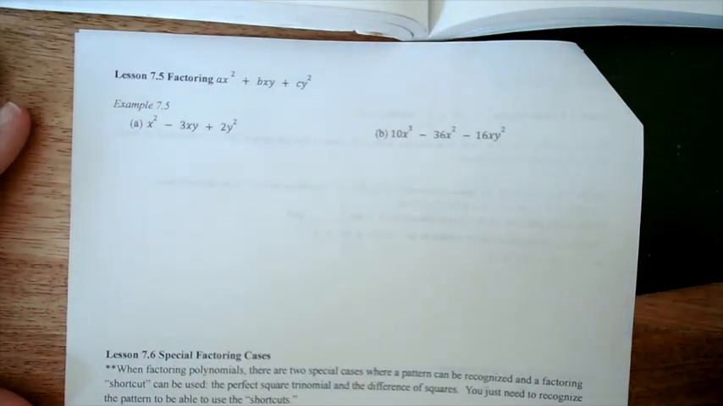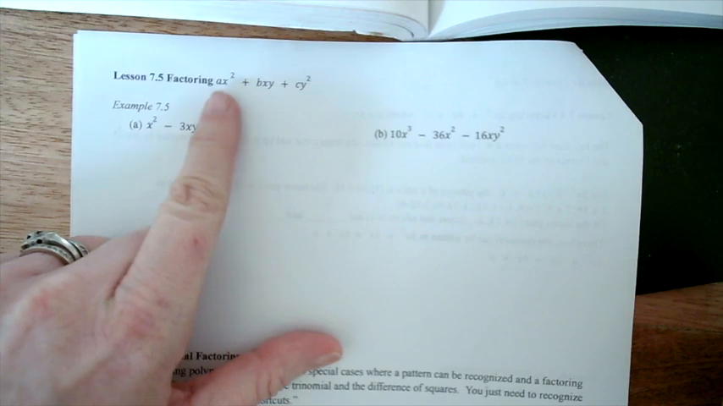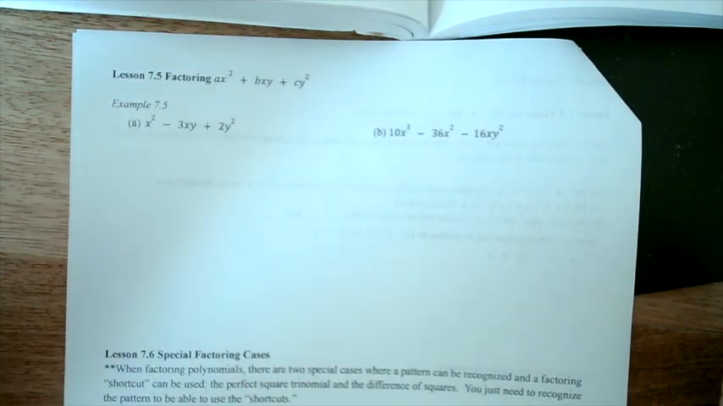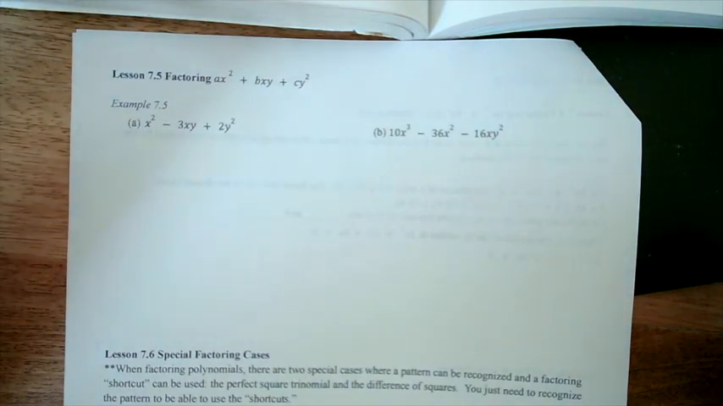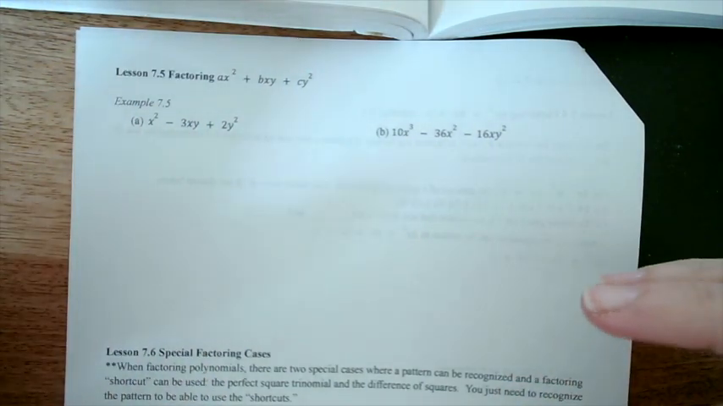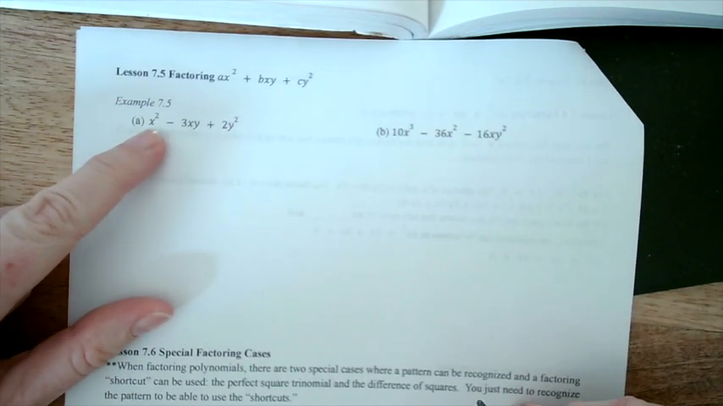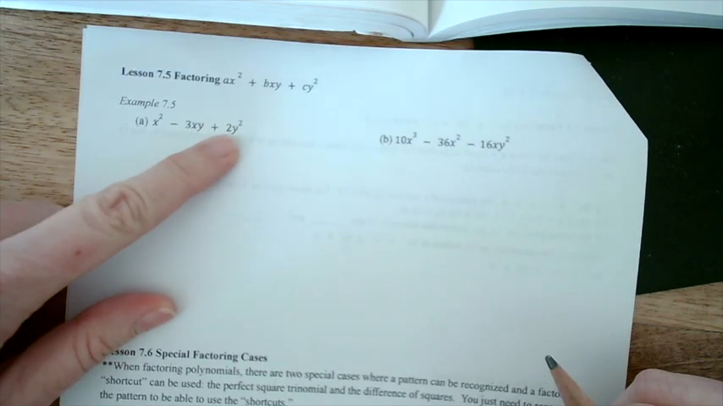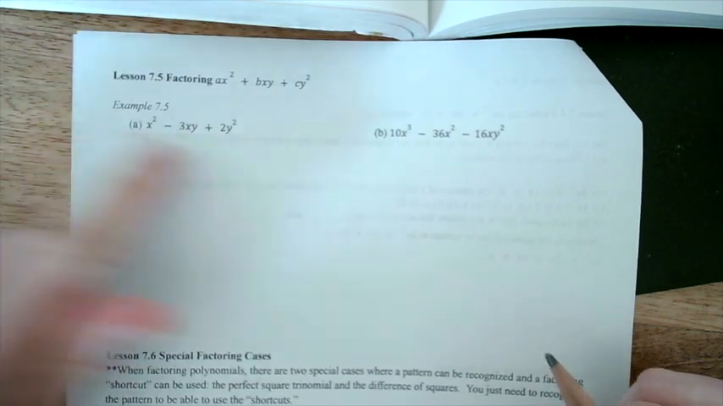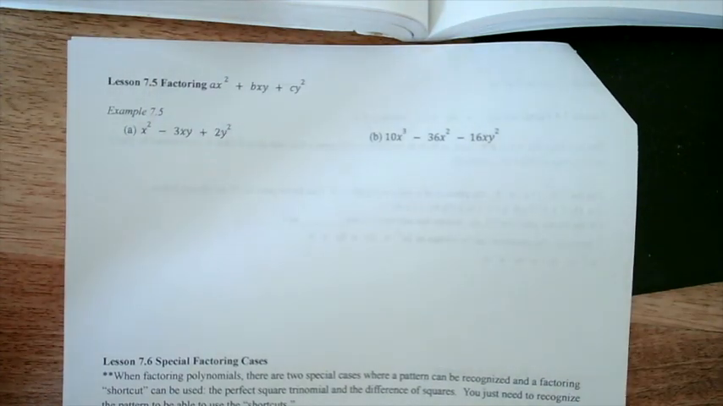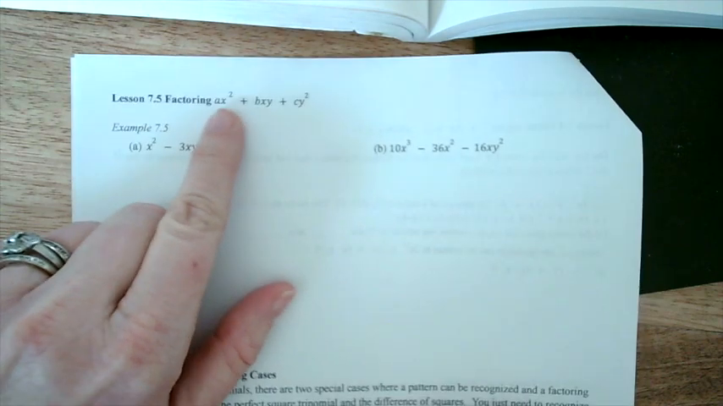So here is lesson 7.5, and this is factoring ax squared plus bxy plus cy squared. It's similar to what we did in class on Monday, but you'll notice that this trinomial has two variables. Remember, variables stand for a number, and the symbol is a letter. So you've got an x squared and a y. When you have trinomials with that second variable, it's in this form right here.